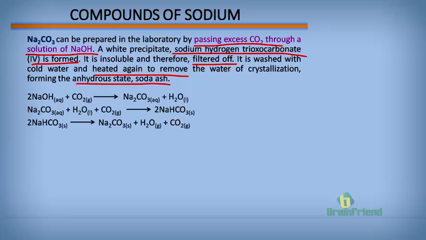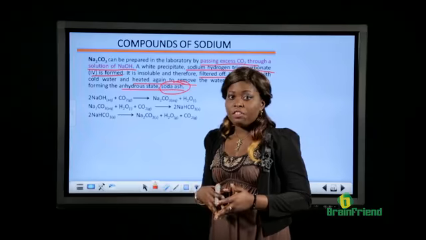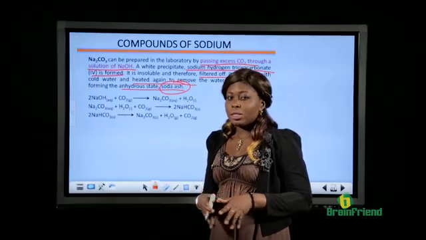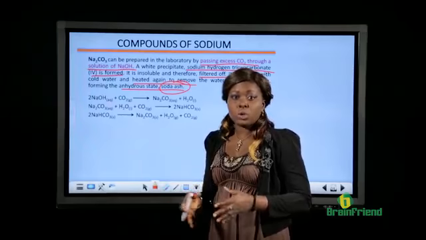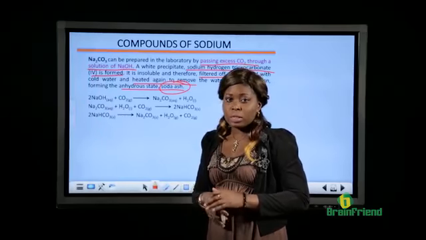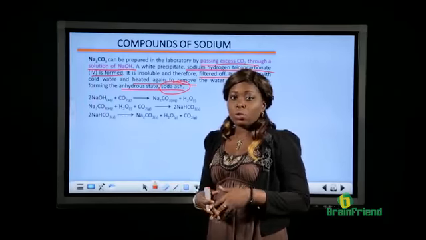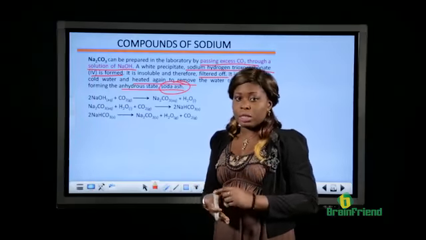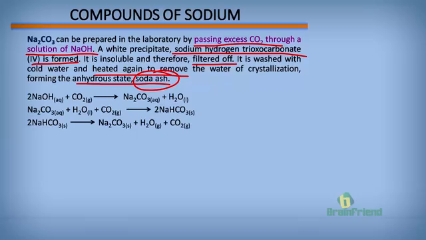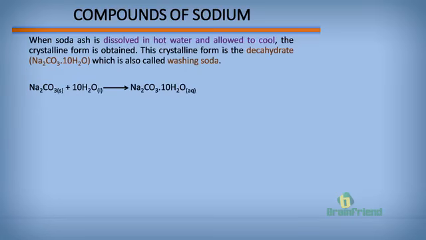So this compound can actually exist in 3 forms. The first one is the anhydrous form, which is the dry or powdery form, which we call soda ash. The second form is the hydrated form that contains 10 molecules of water, which we call washing soda, the decahydrate. And the other form is the one in which it contains just 1 molecule of water, which we call sodium trioxocarbonate(IV) monohydrate.